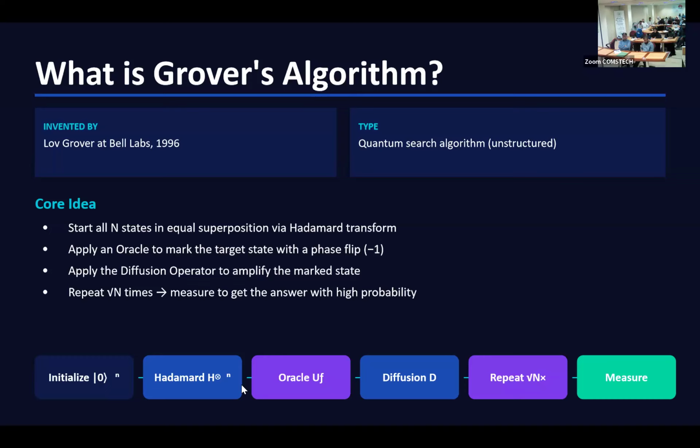Fourth is the diffusion operator, which is like averaging over this and amplifying the amplitude of the desired state. The fifth one is that you repeat that process, but it has a limitation: this process can be repeated only about root n times, not more than that. After that, you measure the state, and it would be the desired state which you were searching for.